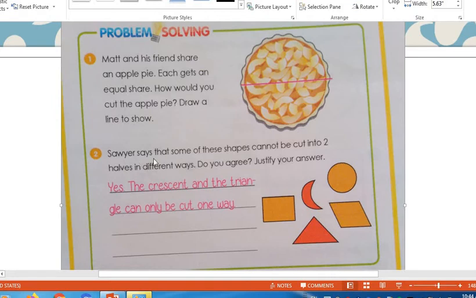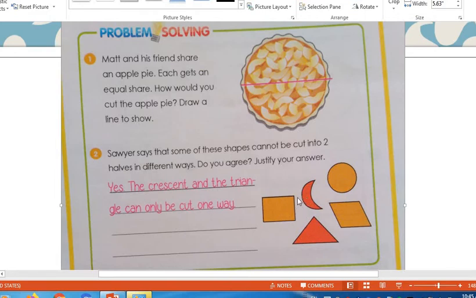Sawyer says that some of these shapes cannot be cut into 2 halves in different ways. Do you agree? Justify your answer. Say why. Because the crescent and the triangle can only be cut one way. This is the crescent here. It can be cut here. How?